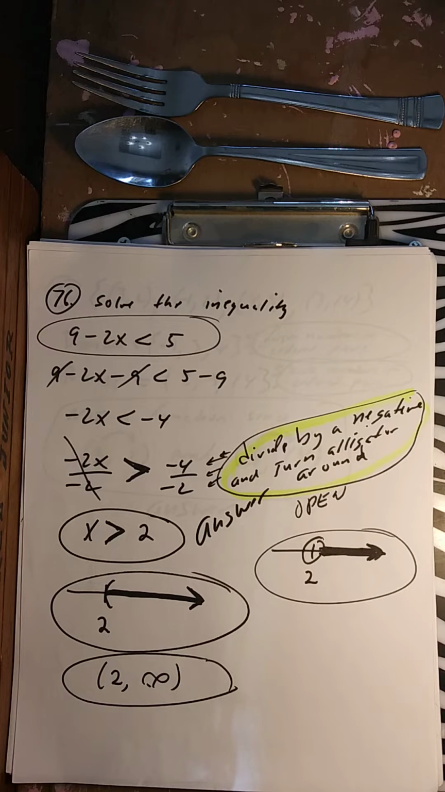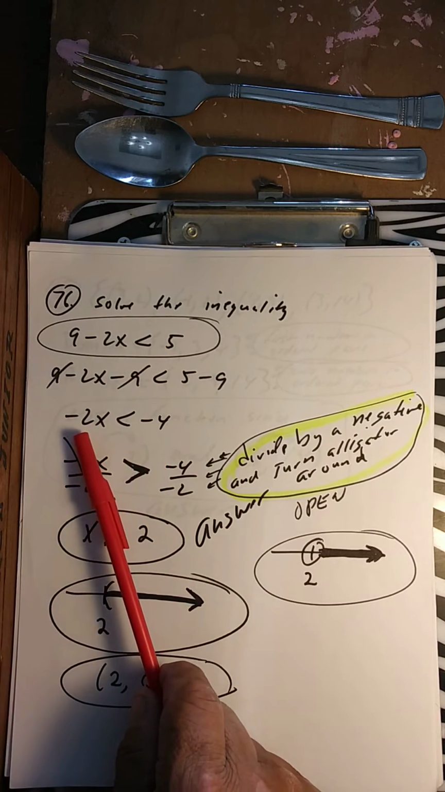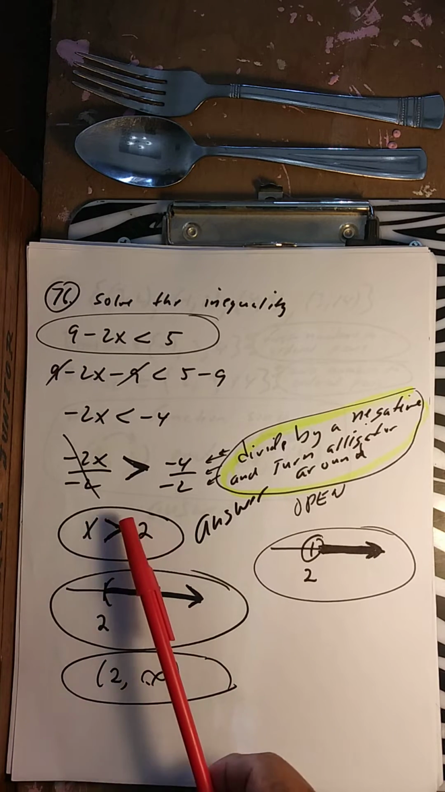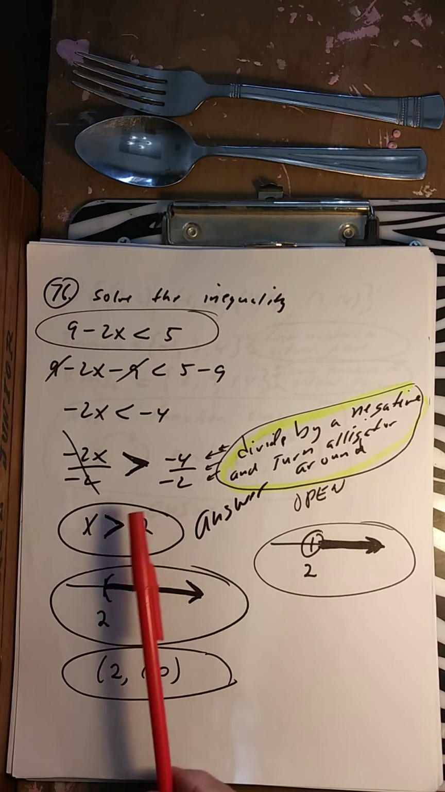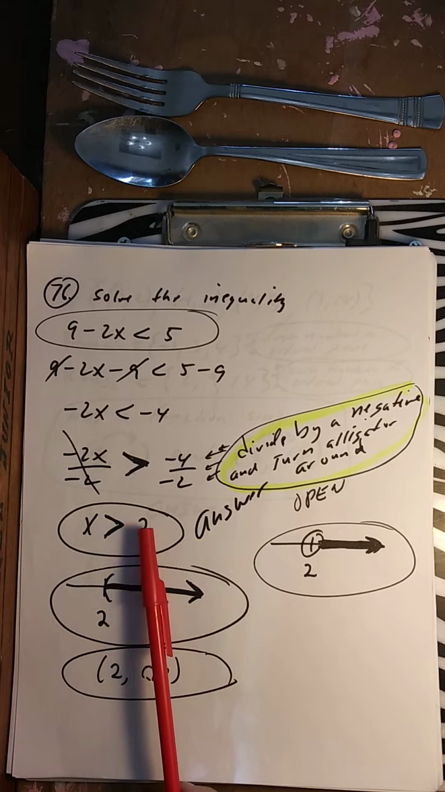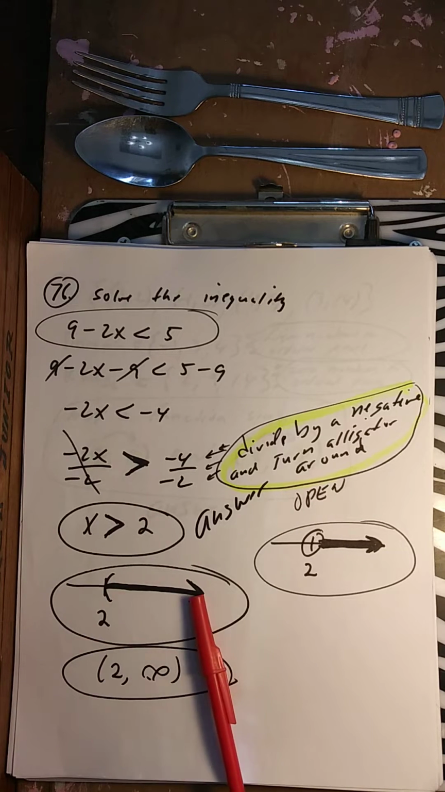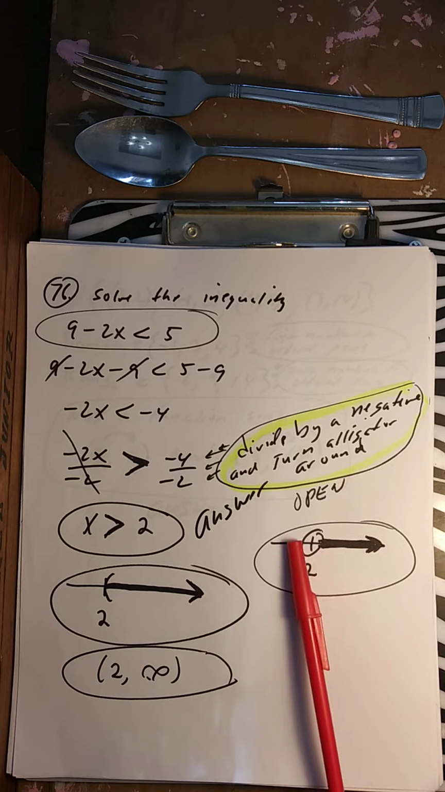Solve the linear inequality. All right, let's subtract 9 from both sides. Negative 9, so these are gone. So we have negative 2x less than, but now, if you divide by a negative number, you need to turn the inequality around. The alligator goes the other way. So divide by negative, so x is greater than what? Positive 2. Open, don't include it, goes this way. Or 2 to infinity, open, don't include it.